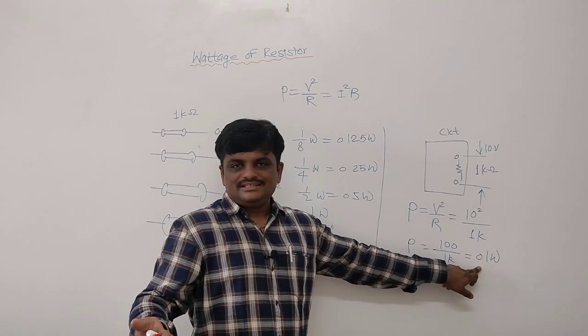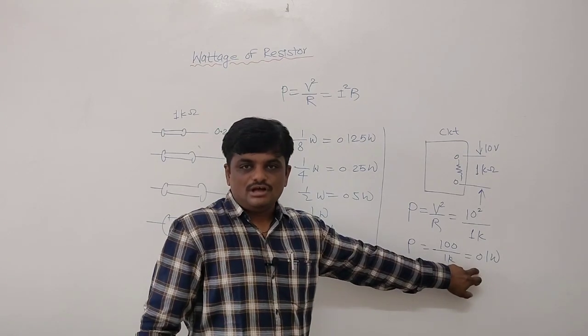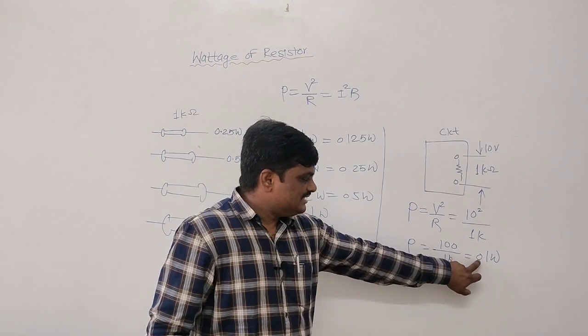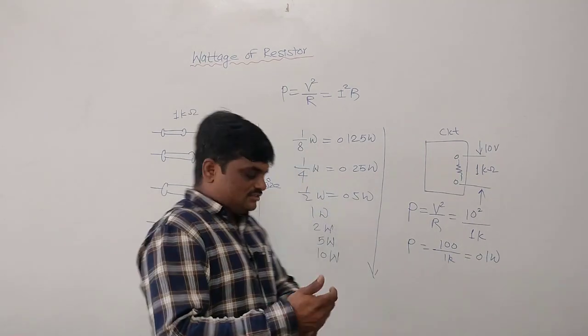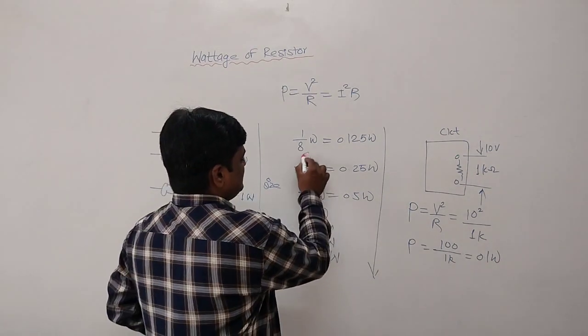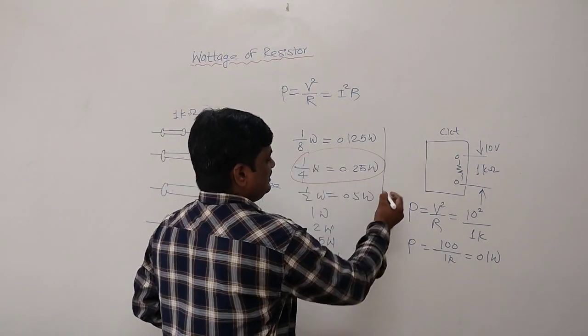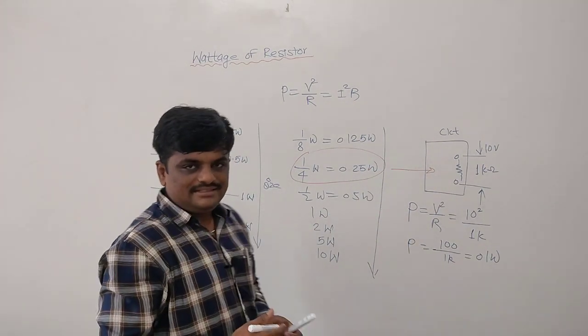Generally we take a resistor whose power handling capacity is twice the calculated value. So here it is 0.1 watt, its twice is 0.2 watt. That is why for this application I will select a resistor of quarter watt, a 1 kilo ohm resistor of quarter watt. So this is the significance, right?